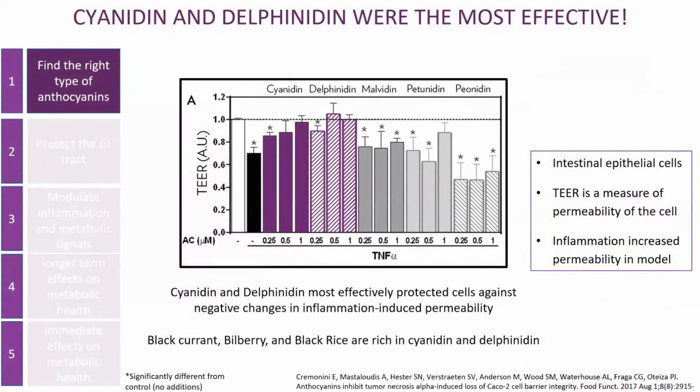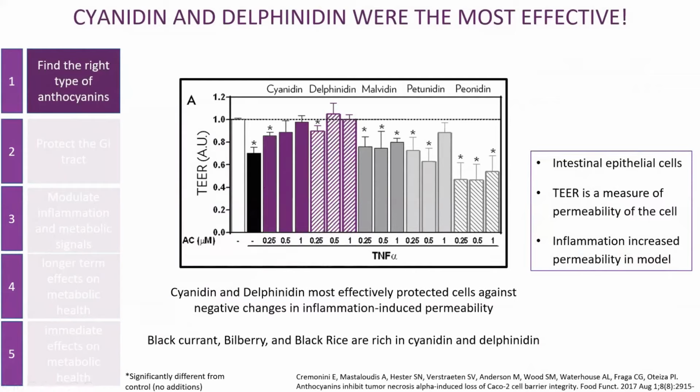The way that we did that was we did in vitro tests where we have a lining of cells that represent the GI cell wall. And we wanted to see which ones protected that GI lining. And what we found was the most powerful were these two anthocyanins, cyanidin and delphinidin. Let me take a break here and just tell you why we did this study.